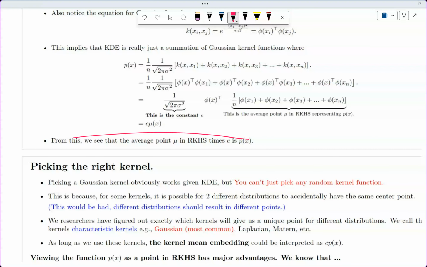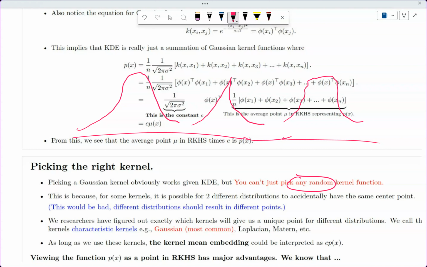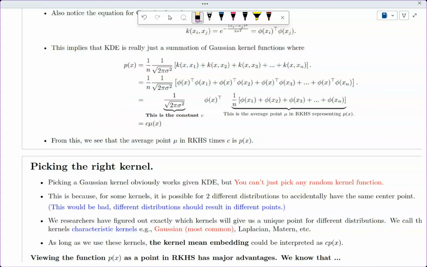But besides the Gaussian distribution, which looks like this, there are many other distributions you can pick. There's one called exponential, which is sharper. There's one called Matern. I think it's fatter. I don't remember. But the point is that you can pick and choose many different kernels. However, you can't just pick any random kernel. Not all kernels will work, right? Some kernels will not work.